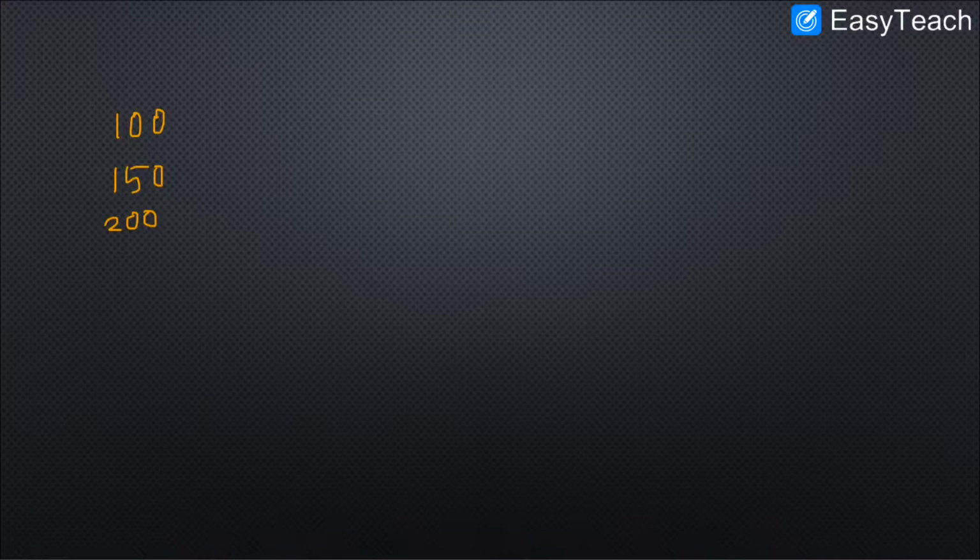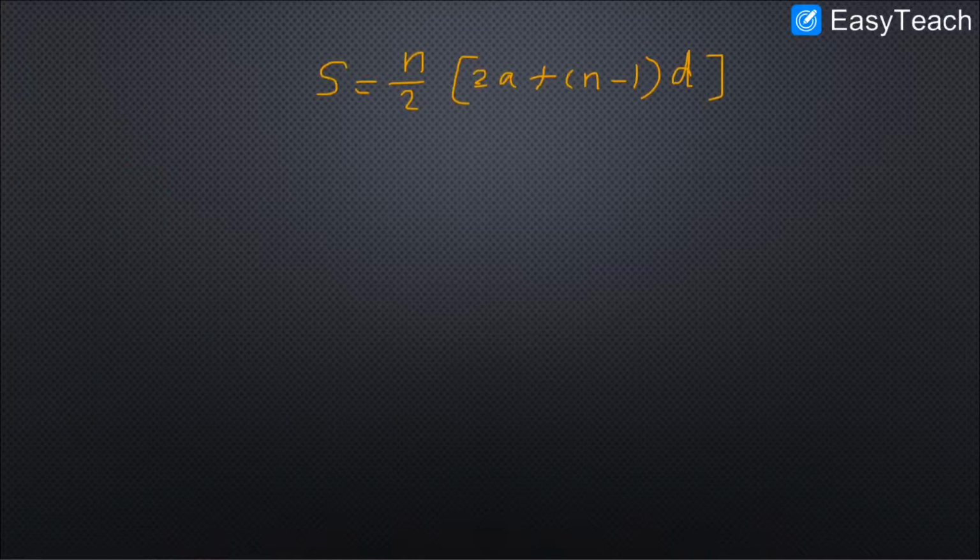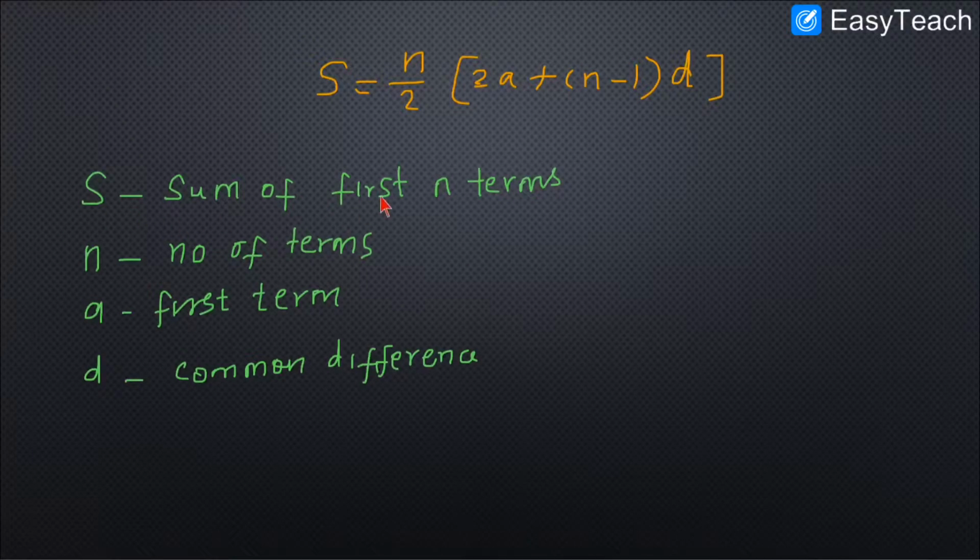If she wants to collect the total money at the age of 21, how much money will be there in the money box? It's a bit time consuming process, adding all the numbers from the first birthday to the 21st birthday. To make this process shorter, they introduced one formula which is S equals n by 2 into (2a plus (n minus 1) into d). Here S denotes the sum of the first n terms, n is the number of terms, a denotes the first term and d denotes the common difference.